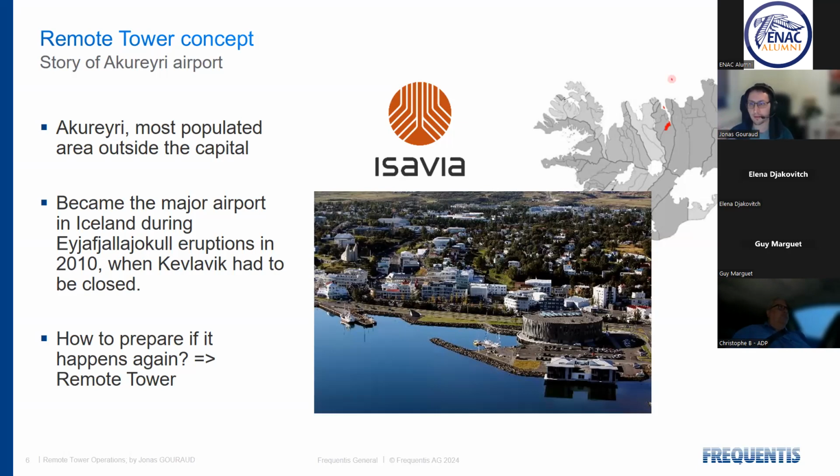And after that, so they managed it. I don't know how, but they did. And after that, they started to question how could we prepare if it happens again? Because Iceland has quite a lot of active volcanoes. And they started investigating remote towers. And why could remote towers help here?